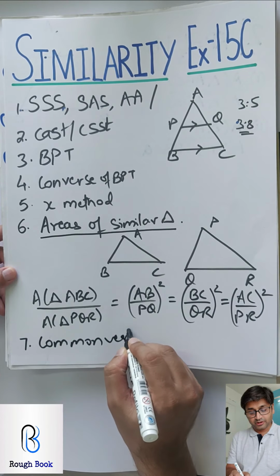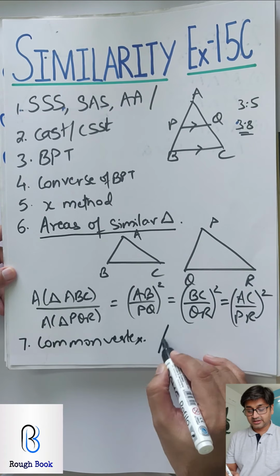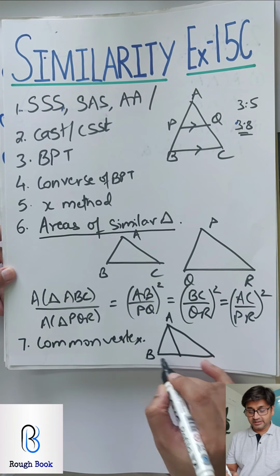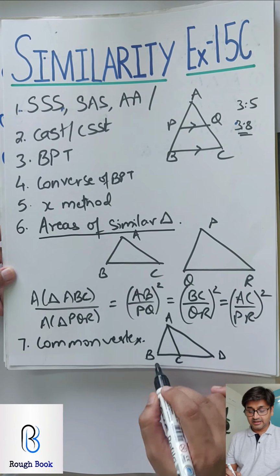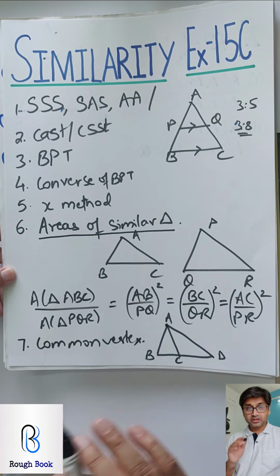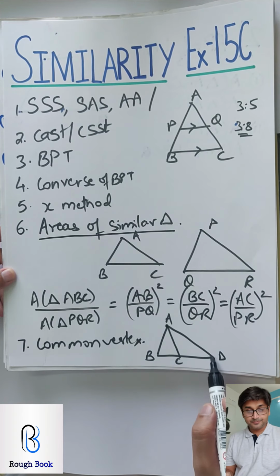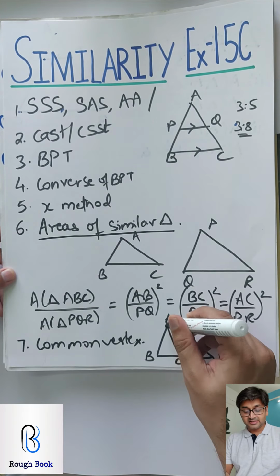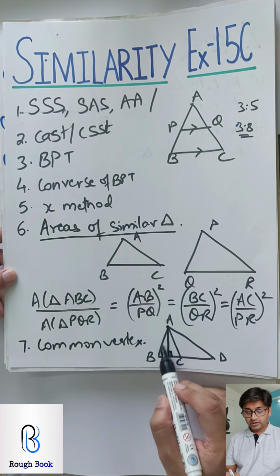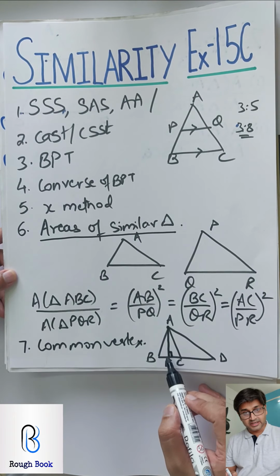And the seventh thing, very very important: common vertex. Now what is this common vertex? If you have two triangles whose vertex is common, let's say triangles 1 and 2, so ABC and ABD both have a common vertex. Vertex means one top is common. Let's assume this is one mountain ABC and the second mountain ABD. Both mountains have the same apex, the top is the same, therefore their heights are also the same. So the height of ABC is AE and the height of ABD is also AE.